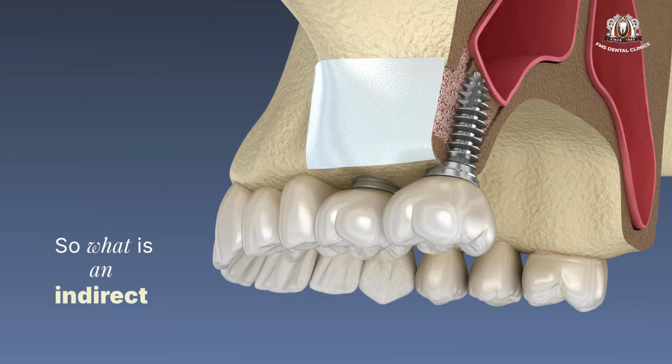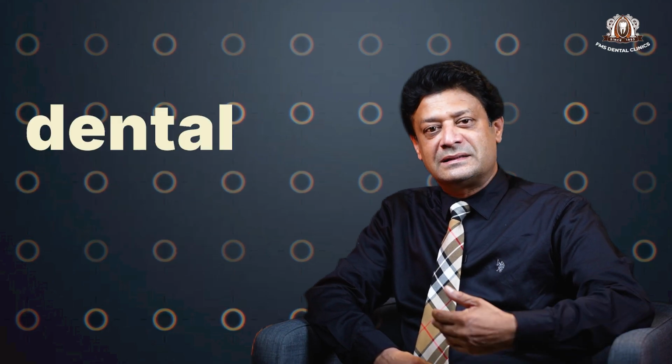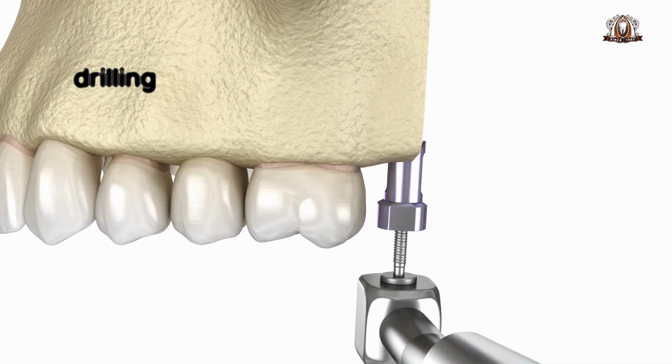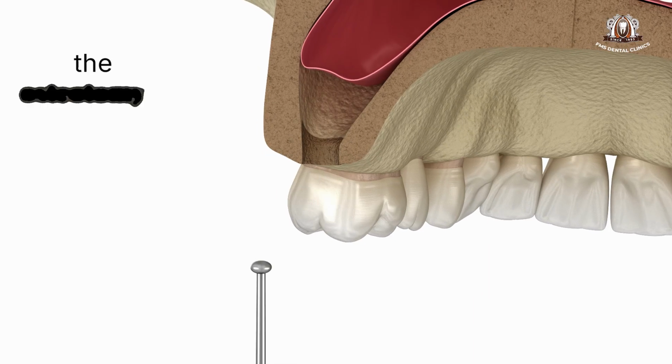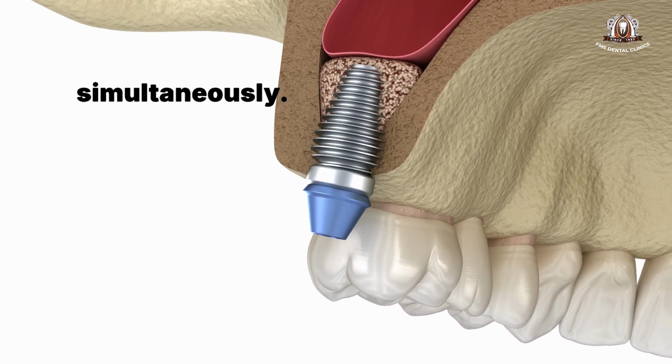So what is an indirect sinus lift? Indirect sinus lift is a very simple procedure where there is minimal bone lacking to place implants. Most of the time, dental implants are placed simultaneously with the indirect sinus lift procedure. Here, we make the drilling protocols minimal, lift the sinus with special instruments through the osteotomy site, then pack the graft and place the implants simultaneously.